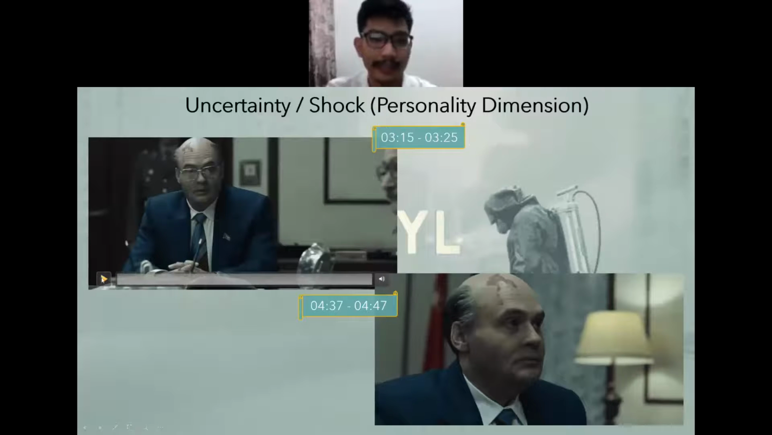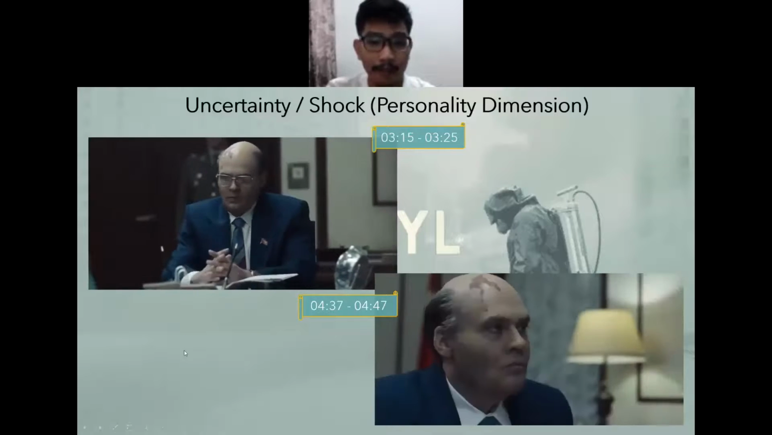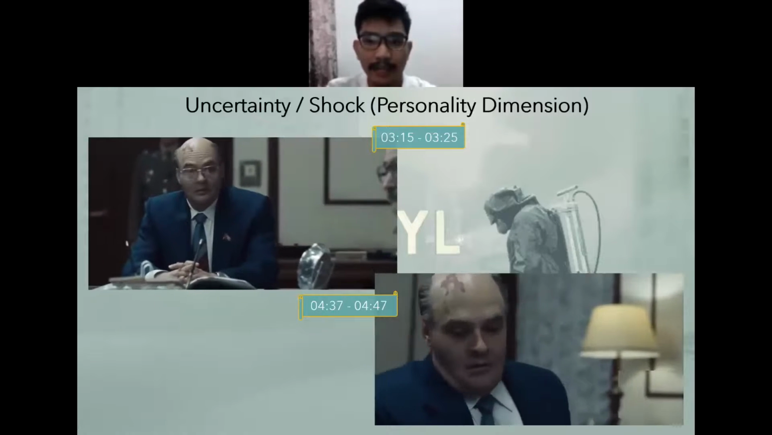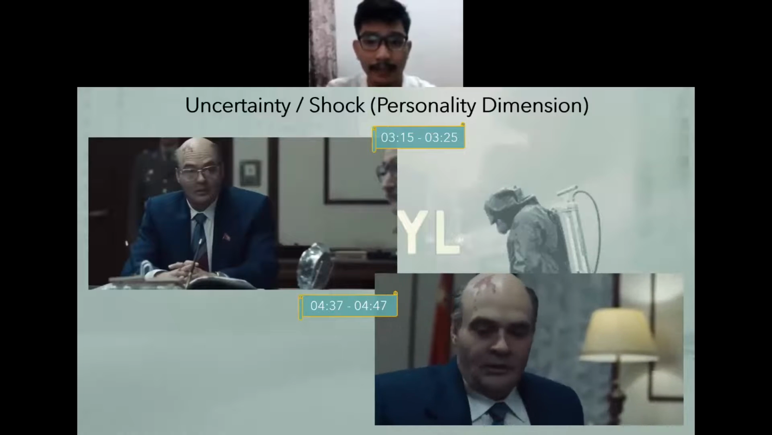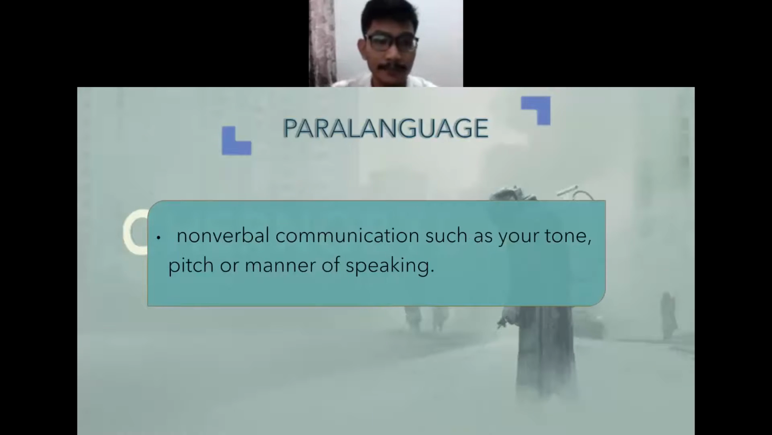Okay, the last one is uncertainty or shock. The person avoids responding to eye contact in the beginning, but after that continues to respond to the eye contact. This is because he is in a state of uncertainty or shock. For example, in this case it is Mikhail Gorbachev, the leader. In both videos, when Valery Legasov explained the issues, he avoided making eye contact in the beginning, but after that gave eye contact back to him because he was shocked or uncertain about the issues. Next, I will pass to my partner.